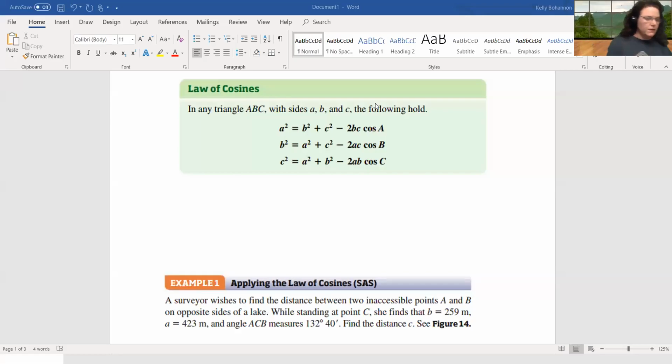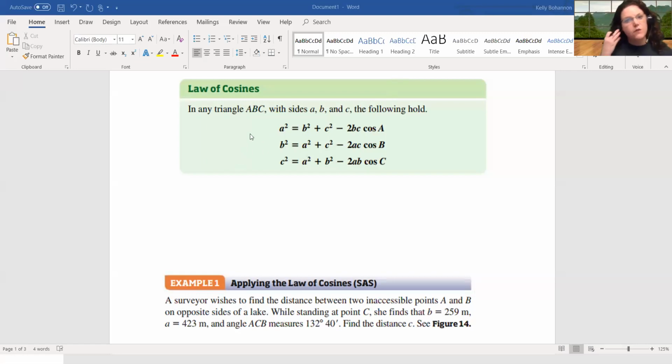Hey, this is 7.3. This is the notes for the last section of the entire course. So this is law of cosines. If we have a non-right triangle and we're trying to find missing pieces, and law of sines won't work, you don't have the right pieces for law of sines, then that's when you use law of cosines.